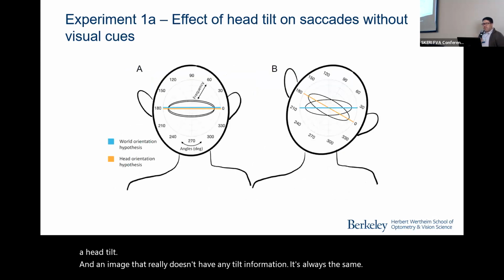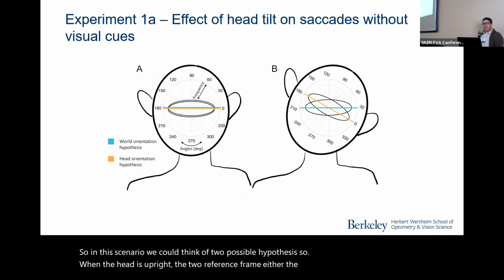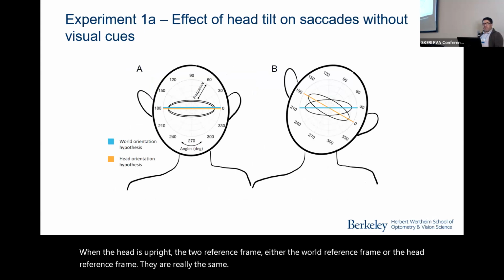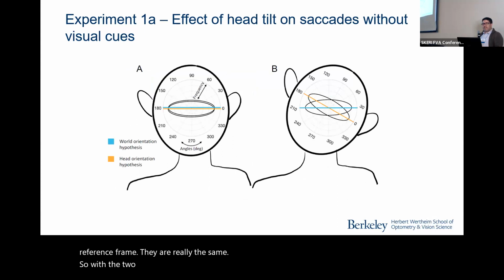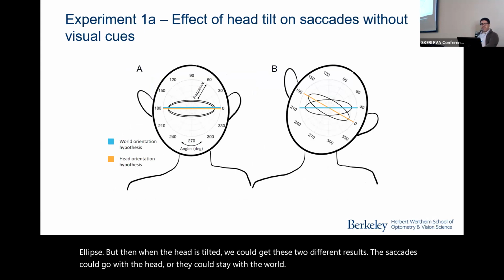So in this scenario, we could think of 2 possible hypotheses. When the head is upright, the 2 reference frames, the world reference frame and the head reference frame, are really the same. So with the 2 hypotheses, we get the same saccade distribution, depicted here by this ellipse. But then when the head is tilted, we could get 2 different results. The saccades could go with the head or they could stay with the world. So let's see what happens.